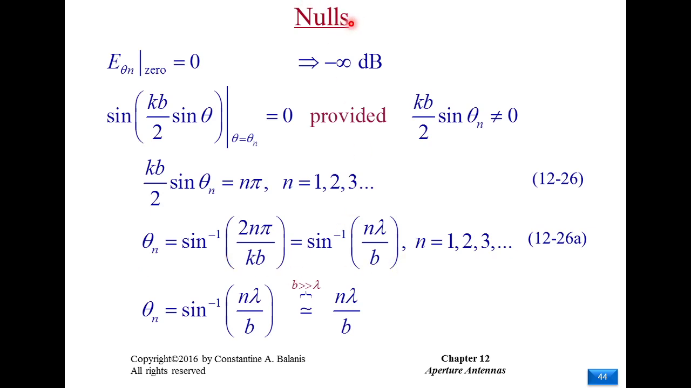possibility of having nulls. If we have a very large aperture, so b is much larger than lambda, theta n will have just this happening every n lambda over b, 2 lambda over b, and so on and so forth. This is an approximation, but just to have an idea how many nulls you would expect.